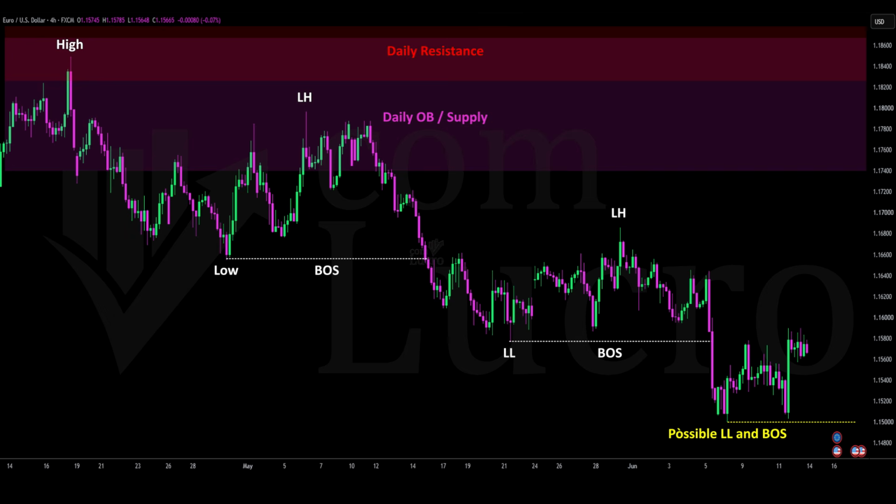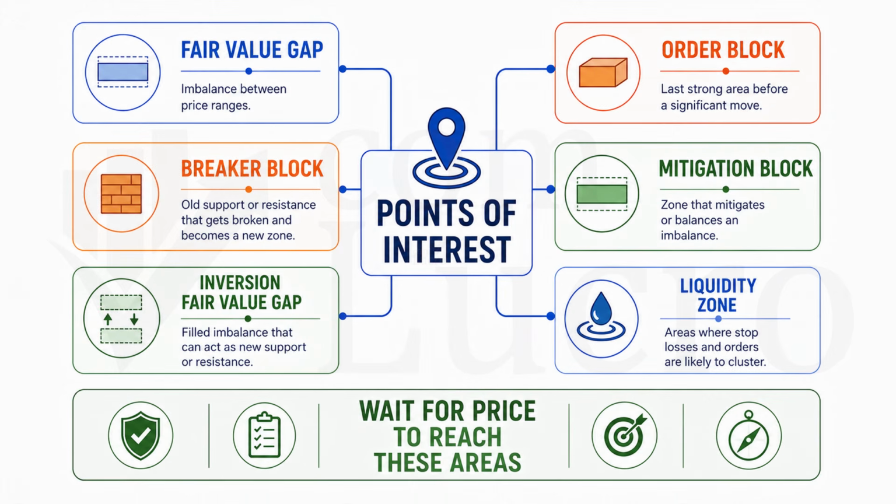Once the market structure mapping is complete, we need to identify key points of interest inside the analysis time frame. These are areas where price has the potential to react and respect. A point of interest can be a fair value gap, an order block, a breaker block, a mitigation block, or an inversion fair value gap.